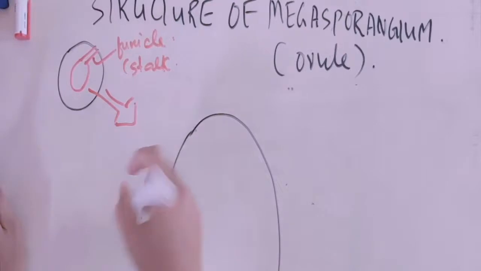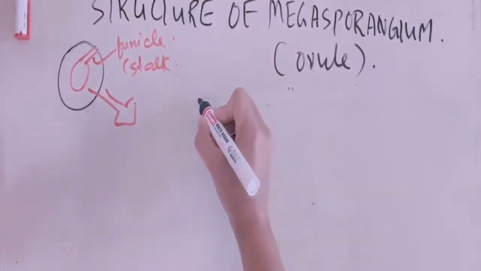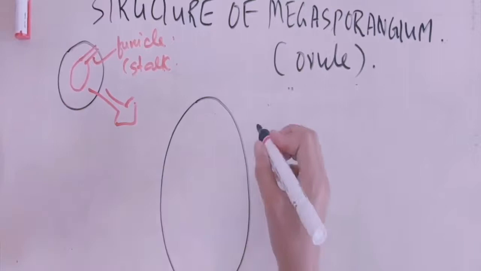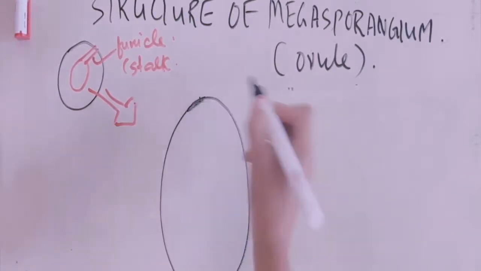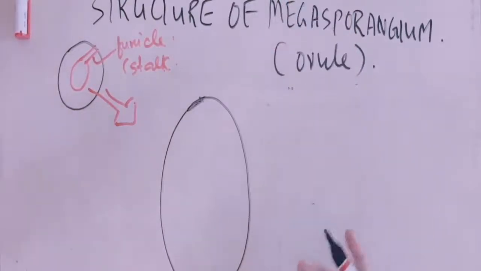Now the ovule, you know, see the ovule. Obviously it will have a hole or a pore somewhere, right, so that from those seeds they can germinate. So I'll draw this side, which will be my micropyle.